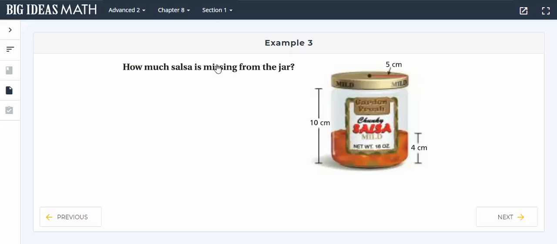In example 3, we're going to decide how much salsa is missing from this jar. So you're going to need to find volume because it's what's inside of it. So we'll find the base, which is a circle, and times it by the height.